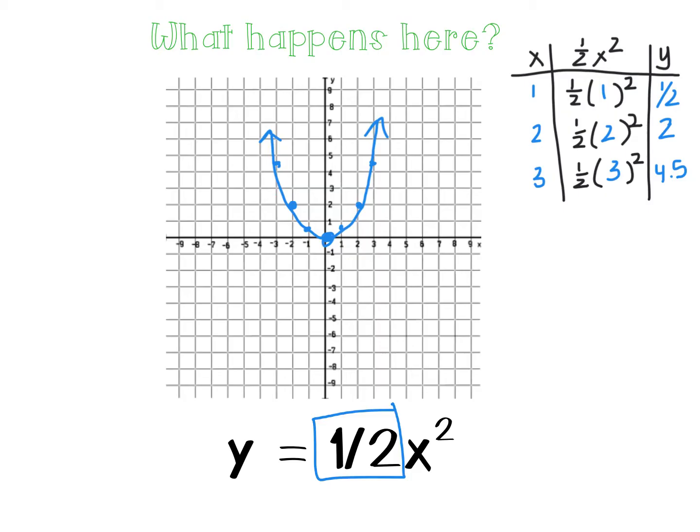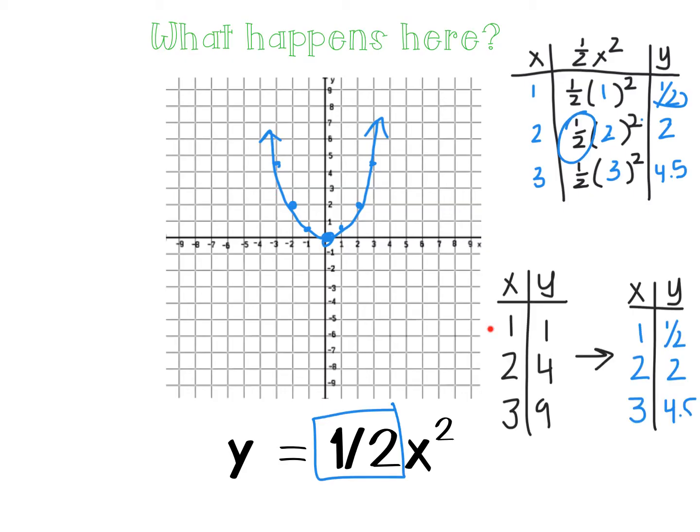So 1 squared is 1, half of 1 is 1/2. 2 squared is 4, but I'm taking half of it, so it becomes 2. 3 squared is 9, and half of that is 4.5. So instead of our normal over 1, up 1, I'm going over 1, up 1/2. Over 2, up 4, I'm going up 2 over 2 because I'm going half of what it would be.